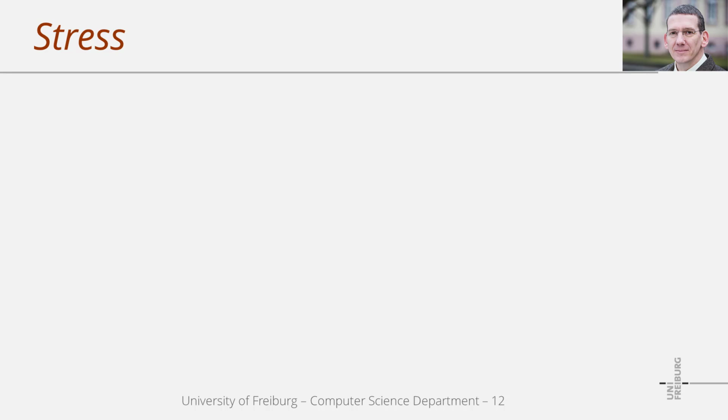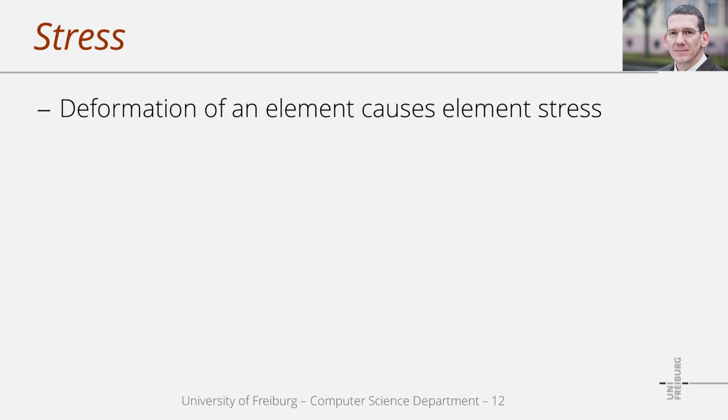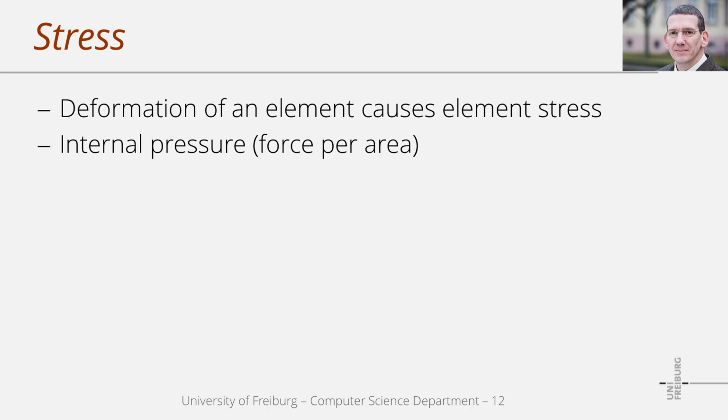The next quantity that we compute from strain is stress. So if an element is deformed, we have some strain and we also have some stress. And this stress depends on the strain, and it also depends on some stiffness of an element. Stress can actually be seen as internal pressure. If we have a deformed volume and we consider a very small plane inside the object, then one of the forces acting on this plane from both sides, divided by the size of the plane, is stress.